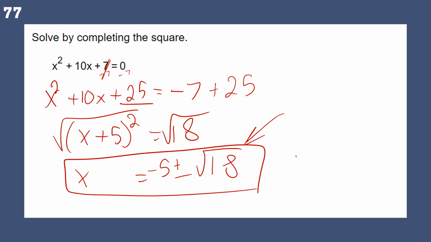The square root of 18 is really the square root of 9 times the square root of 2, or 3 square root 2. So depending on the way it asks for your answer when you're doing a problem on a quiz or a test, just pay attention. If you need to simplify, then do that.